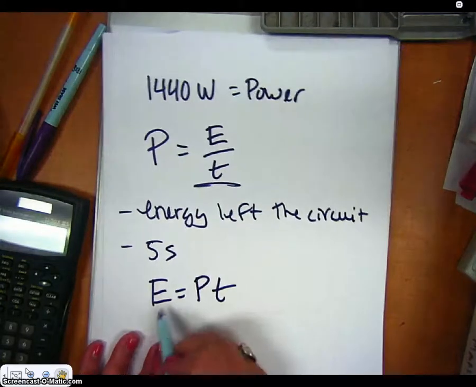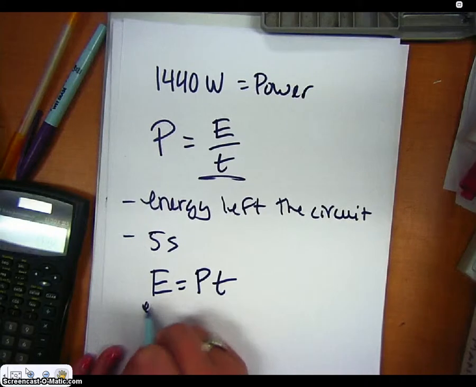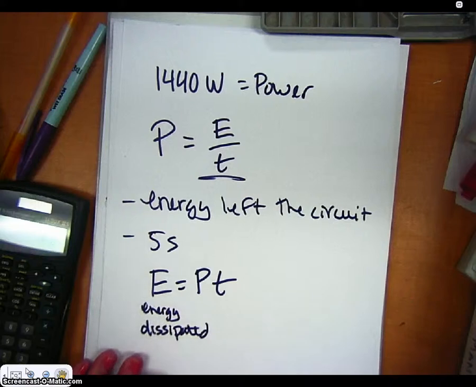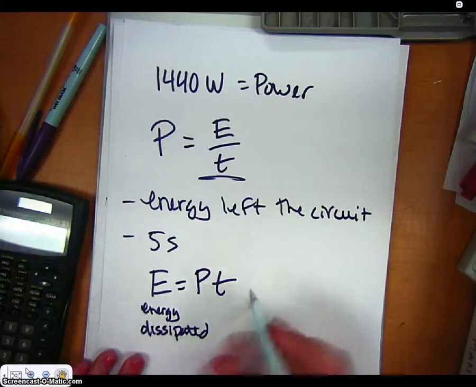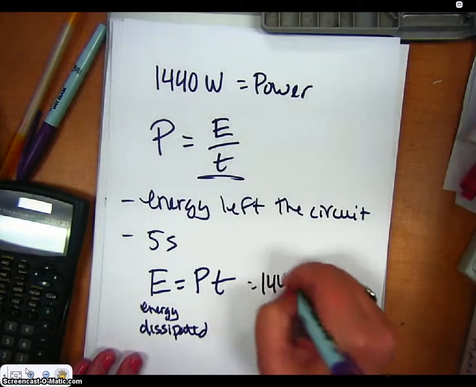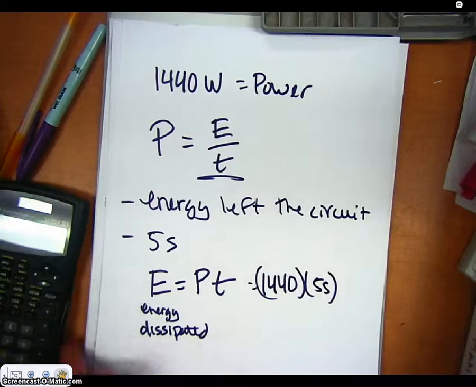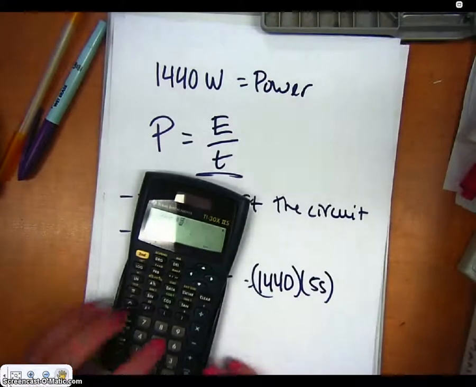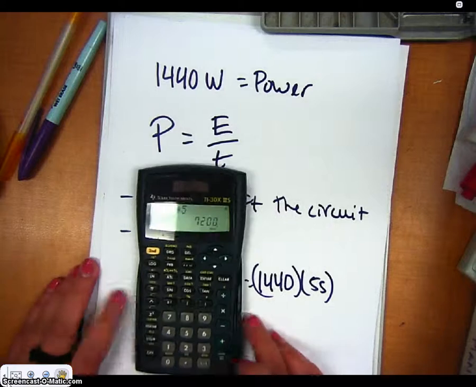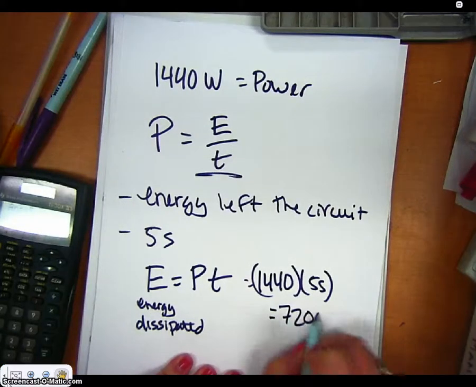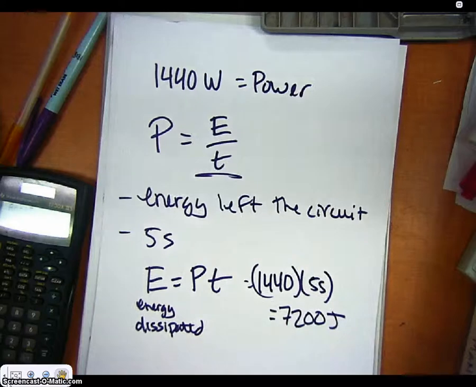Well, I would just solve this, and we use the terminology, this is energy dissipated from the circuit. So I would take that 1,440 watts and multiply it by the 5 seconds I had the thing on, right? And the answer would be 7,200 joules. So that would be 7,200 joules, right?